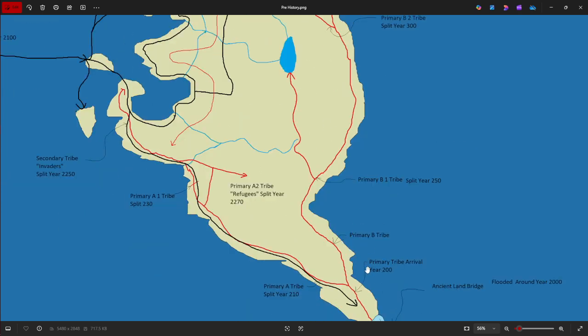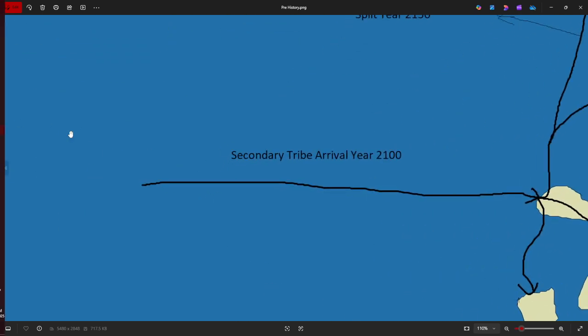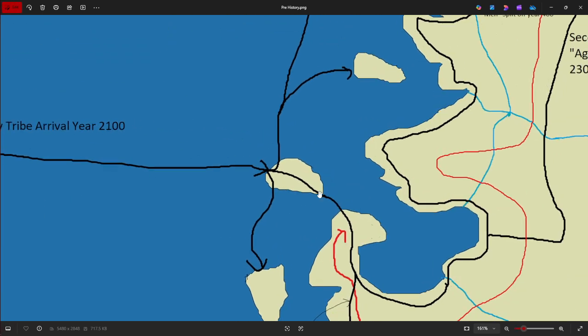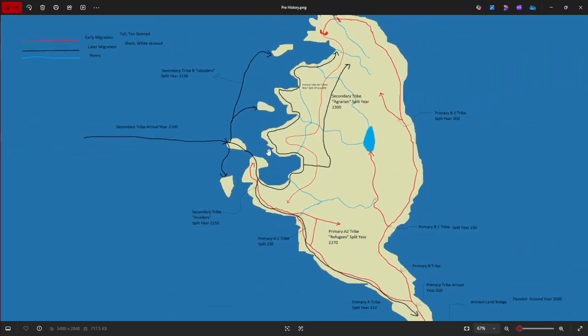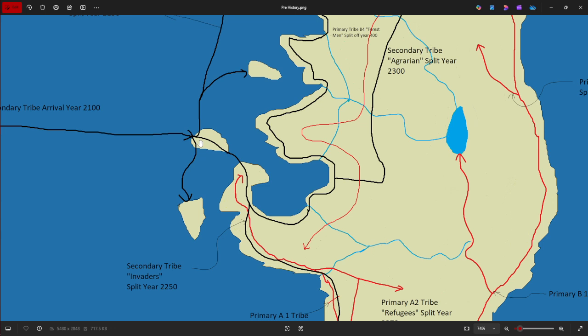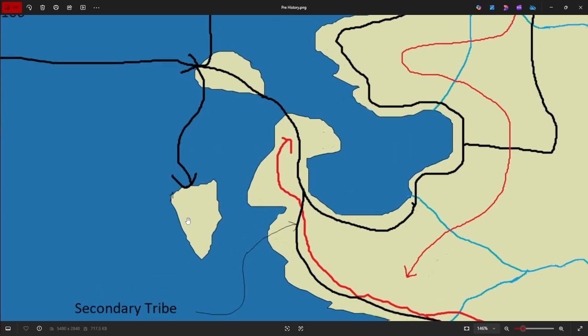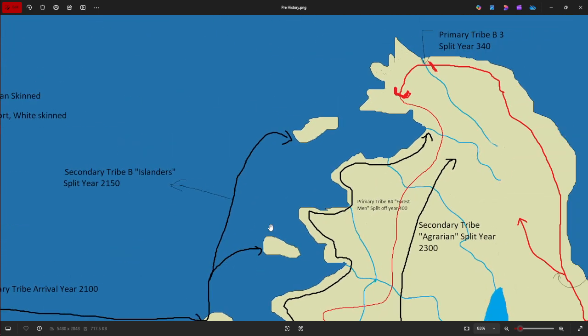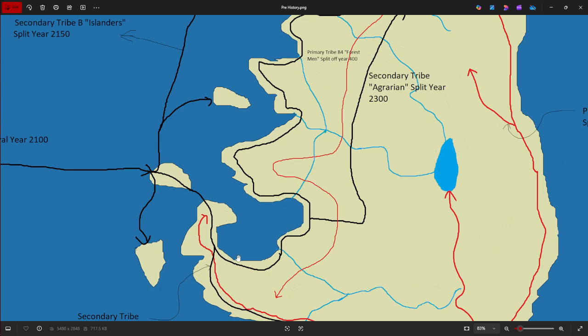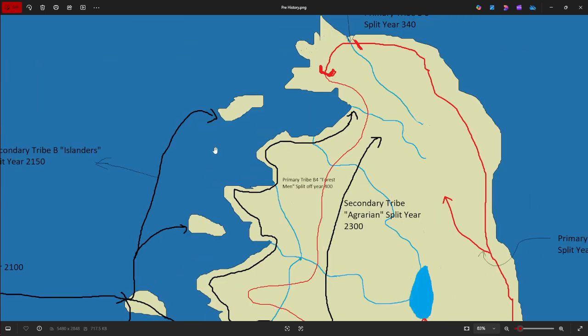Originally it was just this group, but then upon boats came the secondary tribe. These people first settled upon this island. These people were master kayakers and people of the ocean. They're called ocean peoples. I'll look at that later. They settled here, here, and here. And those were the islanders people. And they also settled all along the coast.